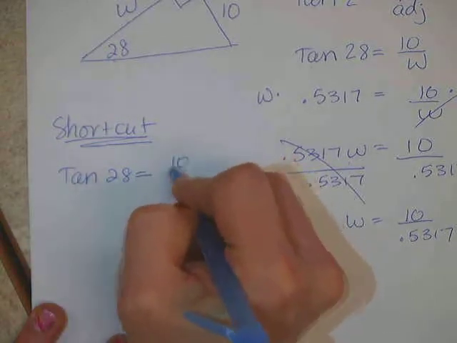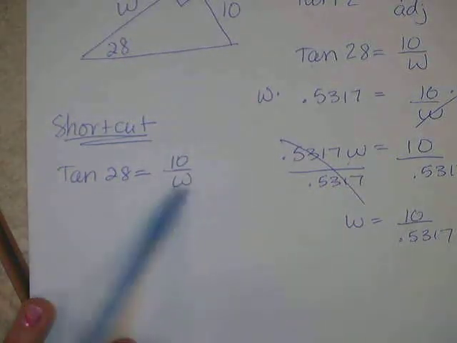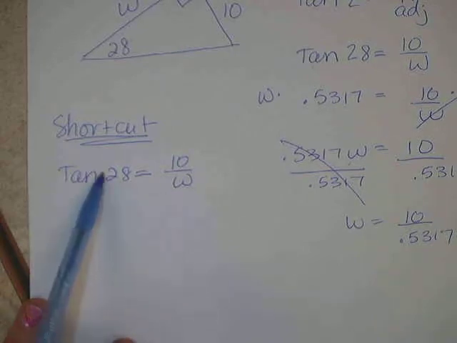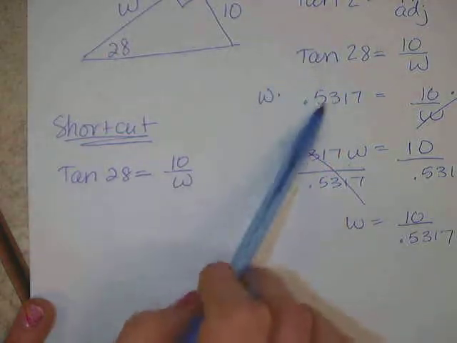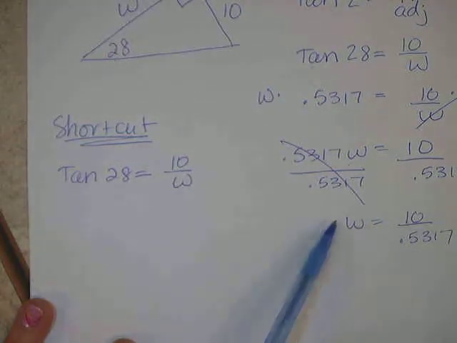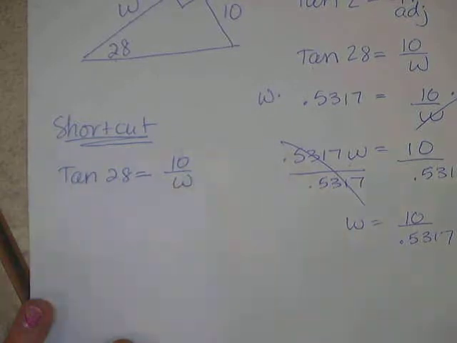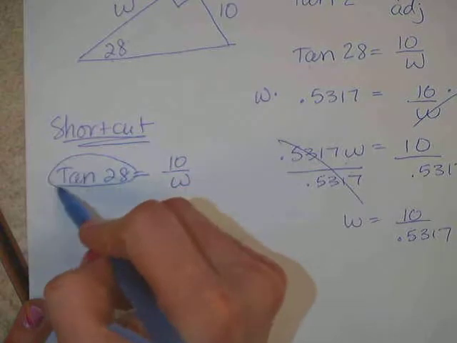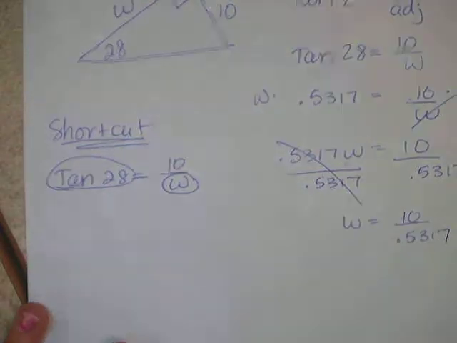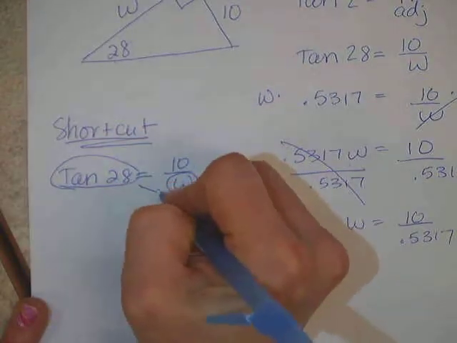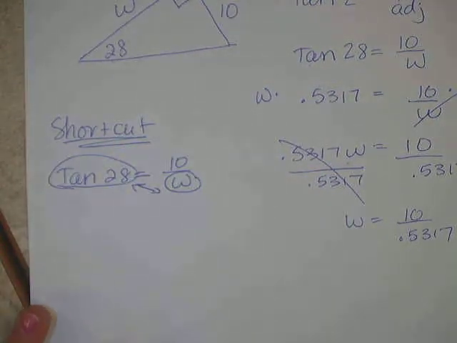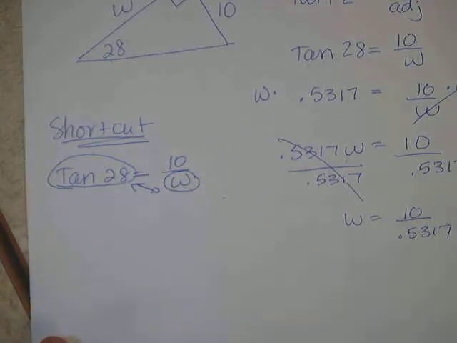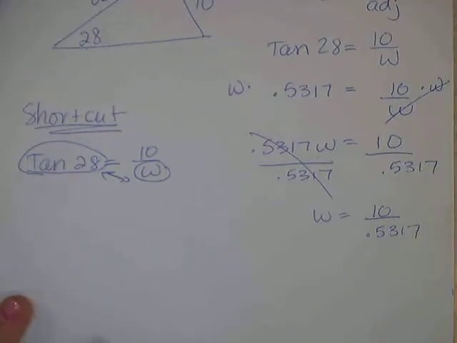Here's the shortcut. I started out with tangent of 28 equals 10 over W. They actually just end up switching places, right? That, which was this, ended up in the denominator with my variable by itself. Can you guys see that? Makes sense? So the shortcut is the tangent of 28 and W actually switch places. I know you want to be careful here. 28 doesn't switch by itself. Then you'll be all messed up.